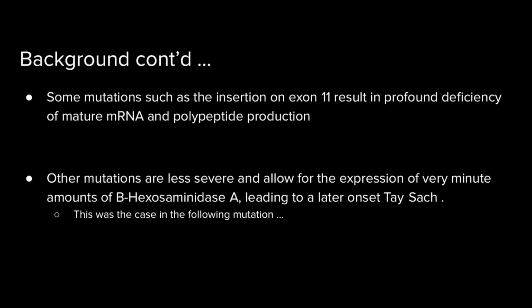And furthermore, since there is little to no functional hexosaminidase, GM2 cannot be broken down, so it accumulates rather quickly in the brain, which leads to the typical onset of Tay-Sachs, which occurs in very young children.